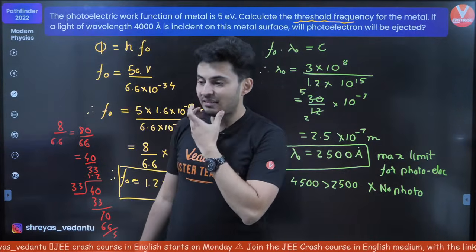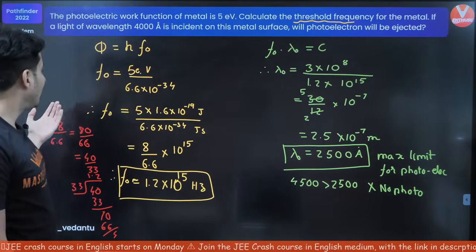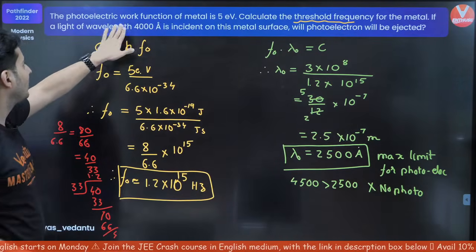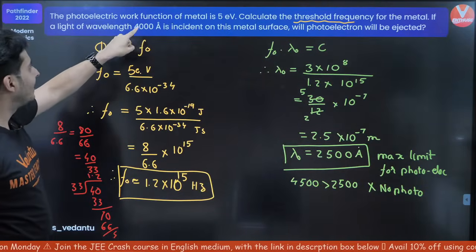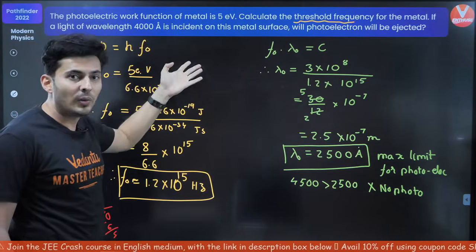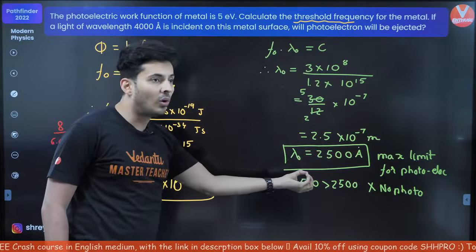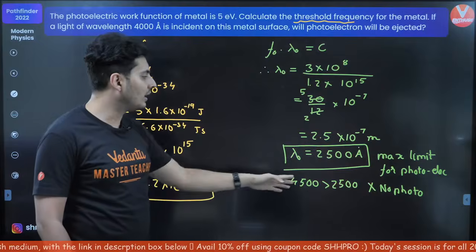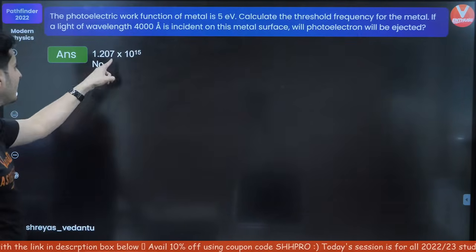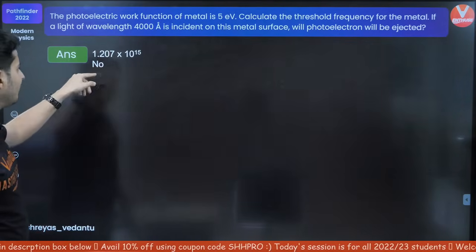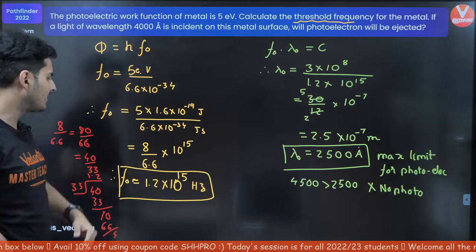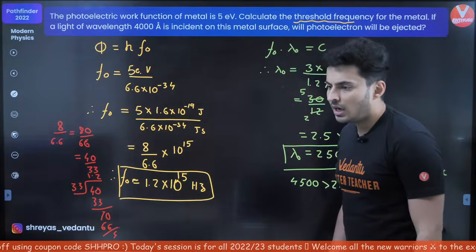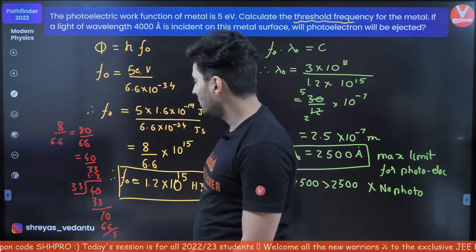Okay, what should its threshold energy be? I just think I have found it out. I mean, I don't even need to find out what is the threshold energy for 4000. I just saw that this wavelength is more than the threshold wavelength. That's enough for me to say that there will be no photoelectric effect occurring. Yes, 1.207 into 10 to the power 15, and no. We have got the same answers right over here. Got it? Okay. How did you do the calculation journey?